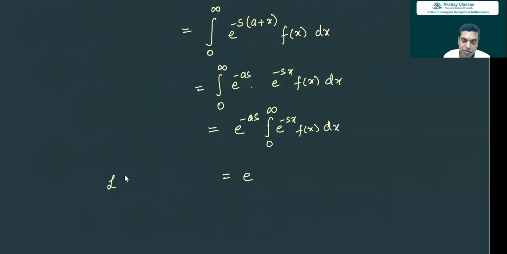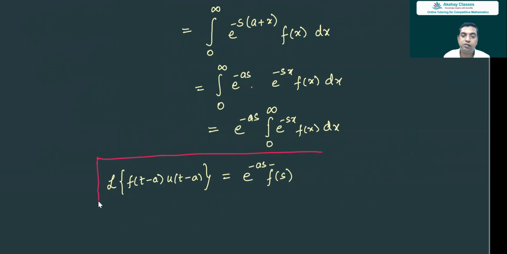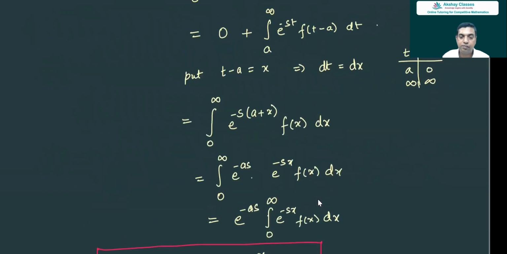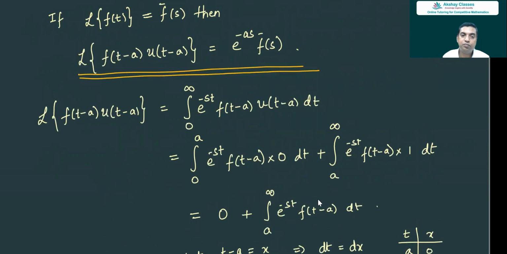So we get the Laplace transform of f of t minus a into u of t minus a is equal to e power minus as into f bar of s. That's what we wanted to show. So this is the second shifting property. It's also an important property. So questions do come on this type.